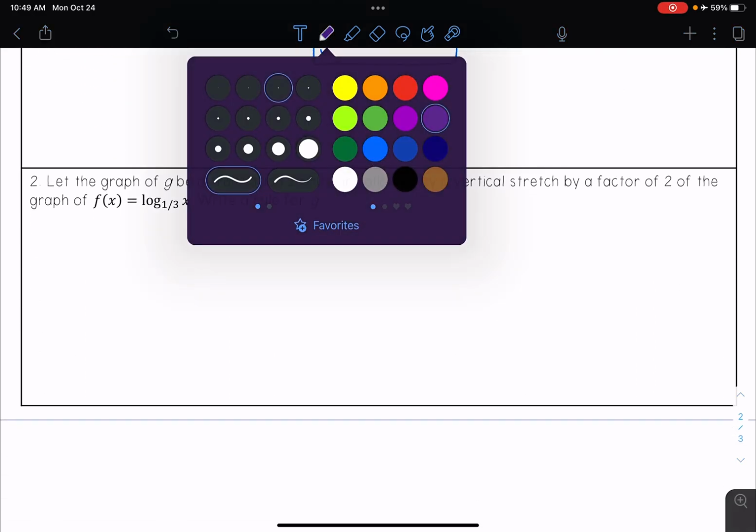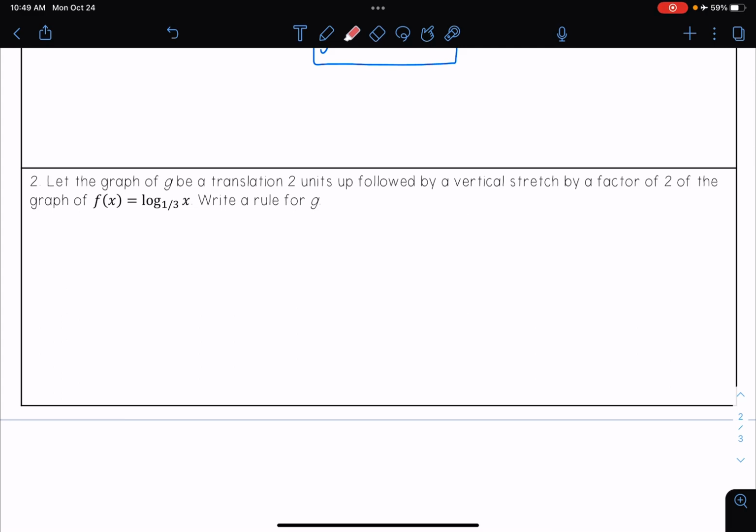Okay, let's look at one more. So here it says that let the graph of g be a translation 2 units up, followed by a vertical stretch by a factor of 2 of the graph of f of x equals log base 1/3 of x. Write a rule for g.